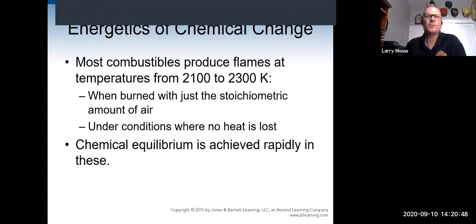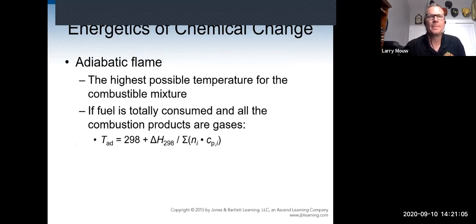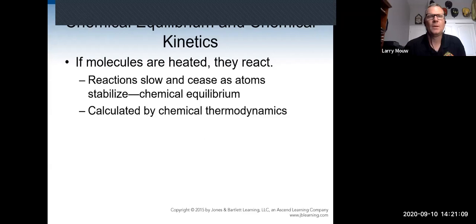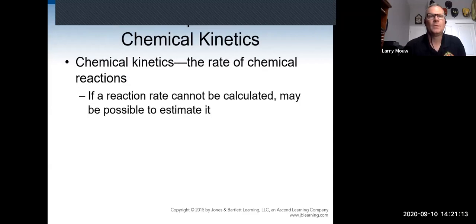Most combustibles produce flames at temperatures from 2100 to 2300 Kelvin when just burned with the stoichiometric amount of air. This is under conditions where there is no heat loss. Chemical equilibrium is achieved rapidly in these conditions. Chemical kinetics, again, we talked about the rate of chemical reactions.